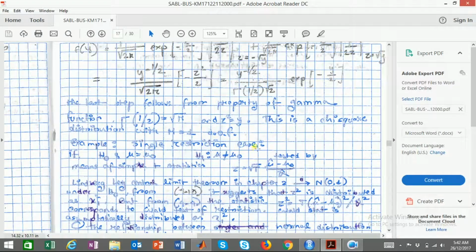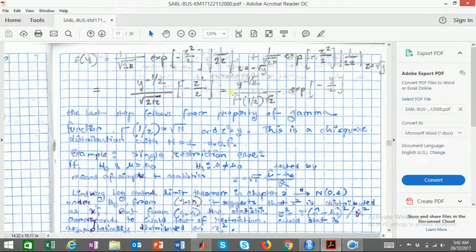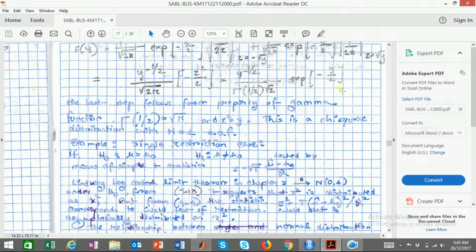The last step follows from the property of the gamma function. So this is the gamma function, where root over pi equals gamma half, root 2. This one remains what it is. Instead of z, we are putting this, exponential of y by 2, and z square equals y. This is a chi-square distribution with m equals 1 degrees of freedom.